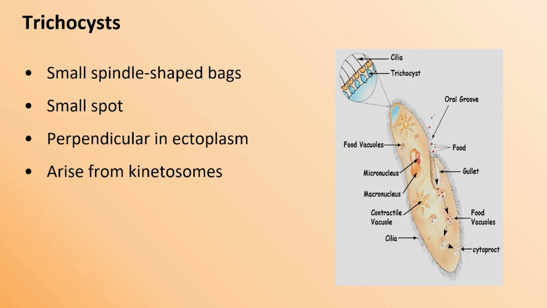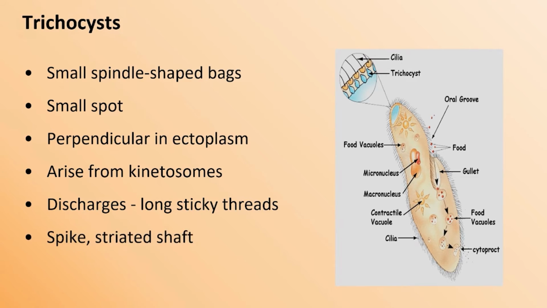They arise from kinetosomes of cilia, then migrate and locate themselves at equal distances in the ectoplasm. When the animal is irritated, the trichocysts are discharged as long sticky threads. A discharged trichocyst has an opaque spike like an inverted nail and a long striated shaft, but the shaft is not seen in the undischarged state and is probably formed during discharge. The function of trichocysts is uncertain, but they are discharged as a reaction to local contacts and injury. They may serve as organelles of defense.